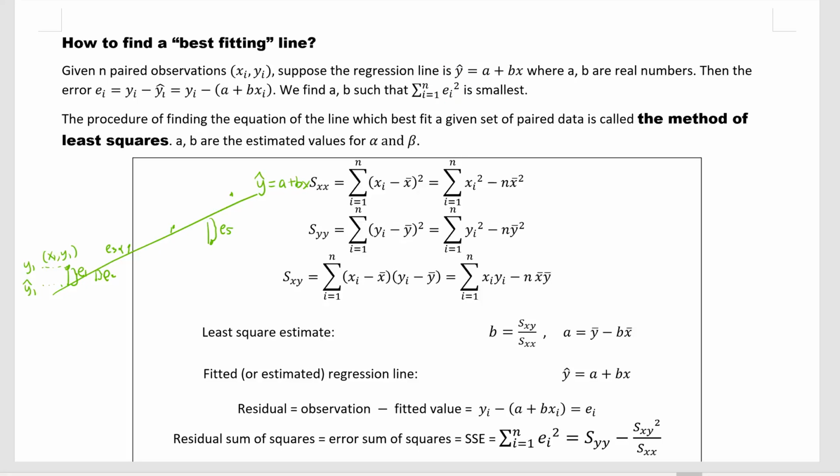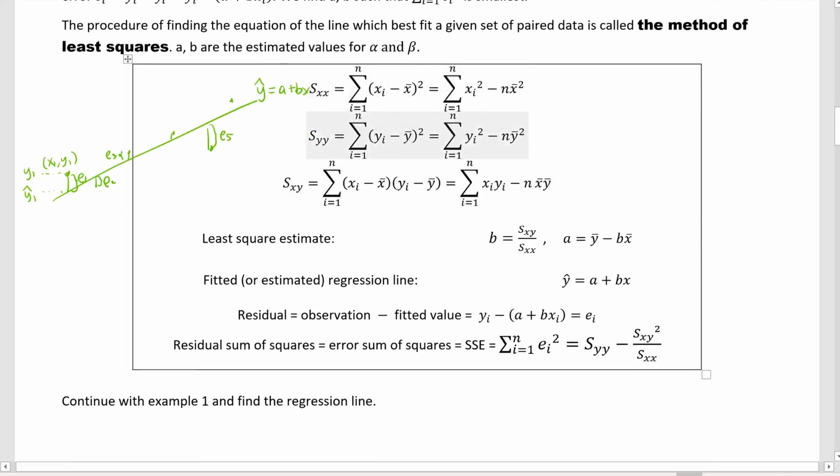So the procedure of finding the equation of the line which best fits a given set of pair data is called the method of least squares. And A and B are the estimated values for alpha and beta. Okay, and here is the formula. How do we come up with this formula?